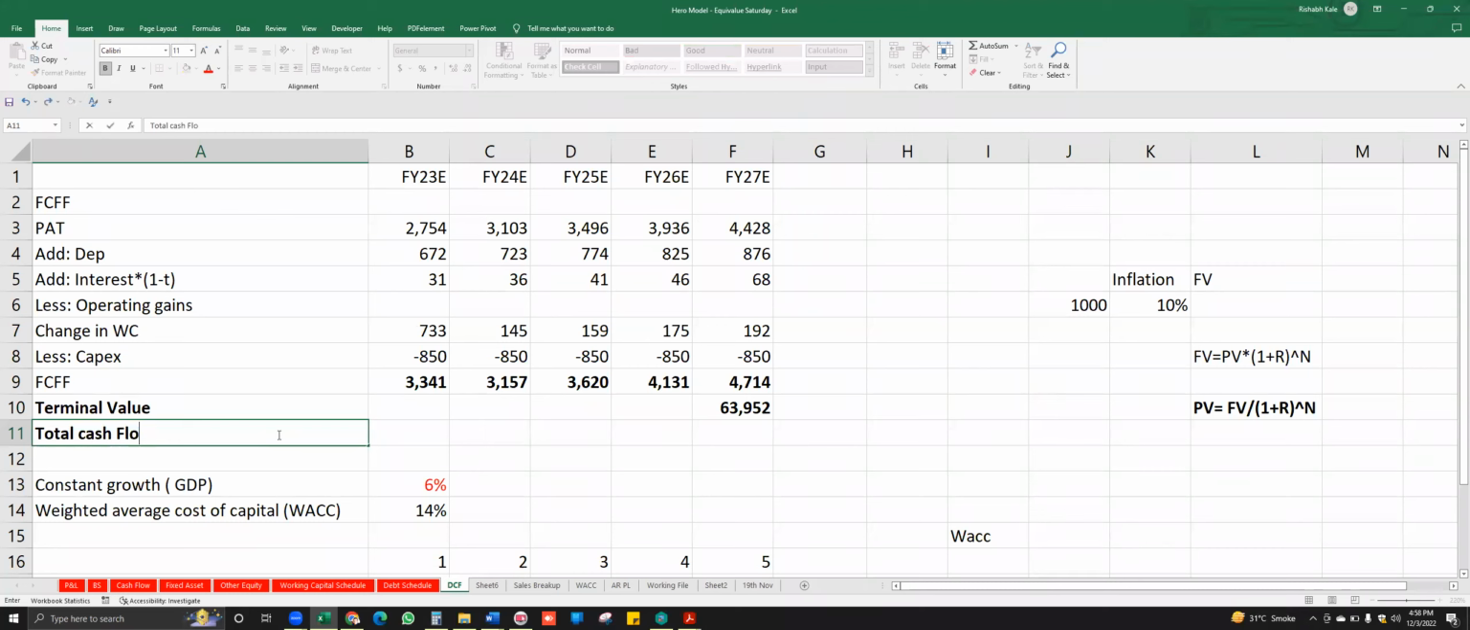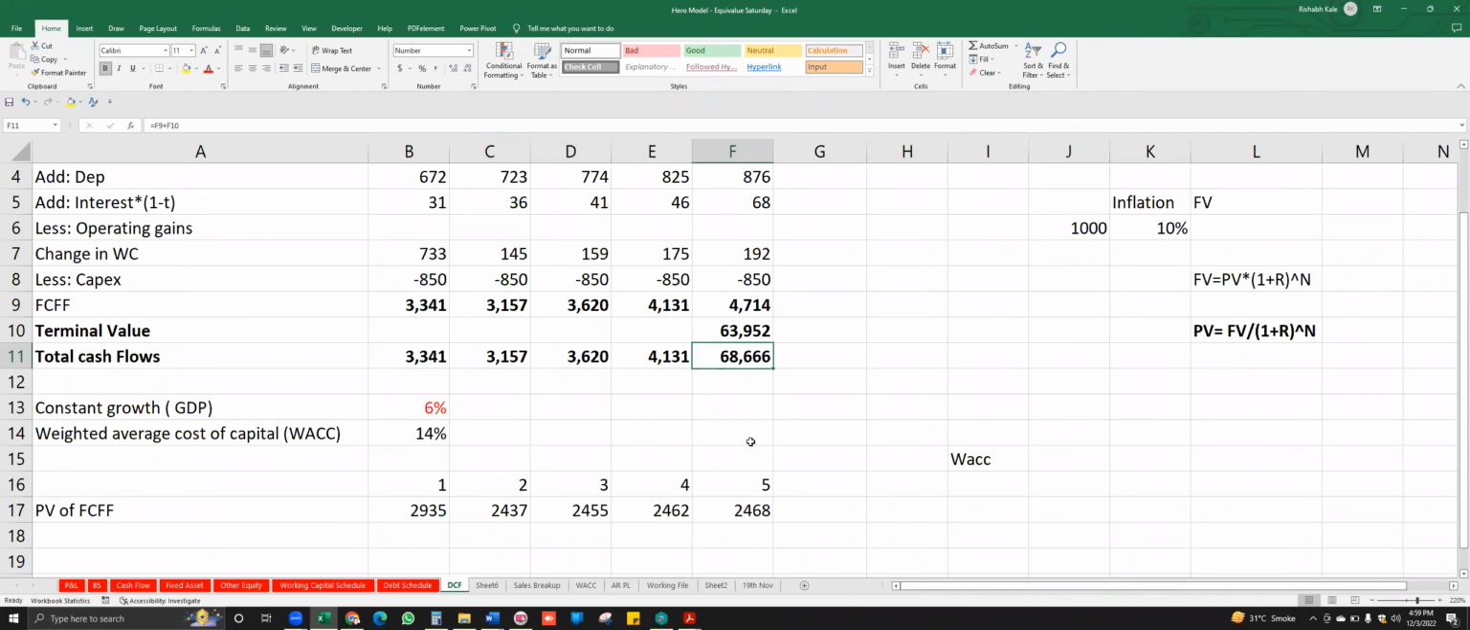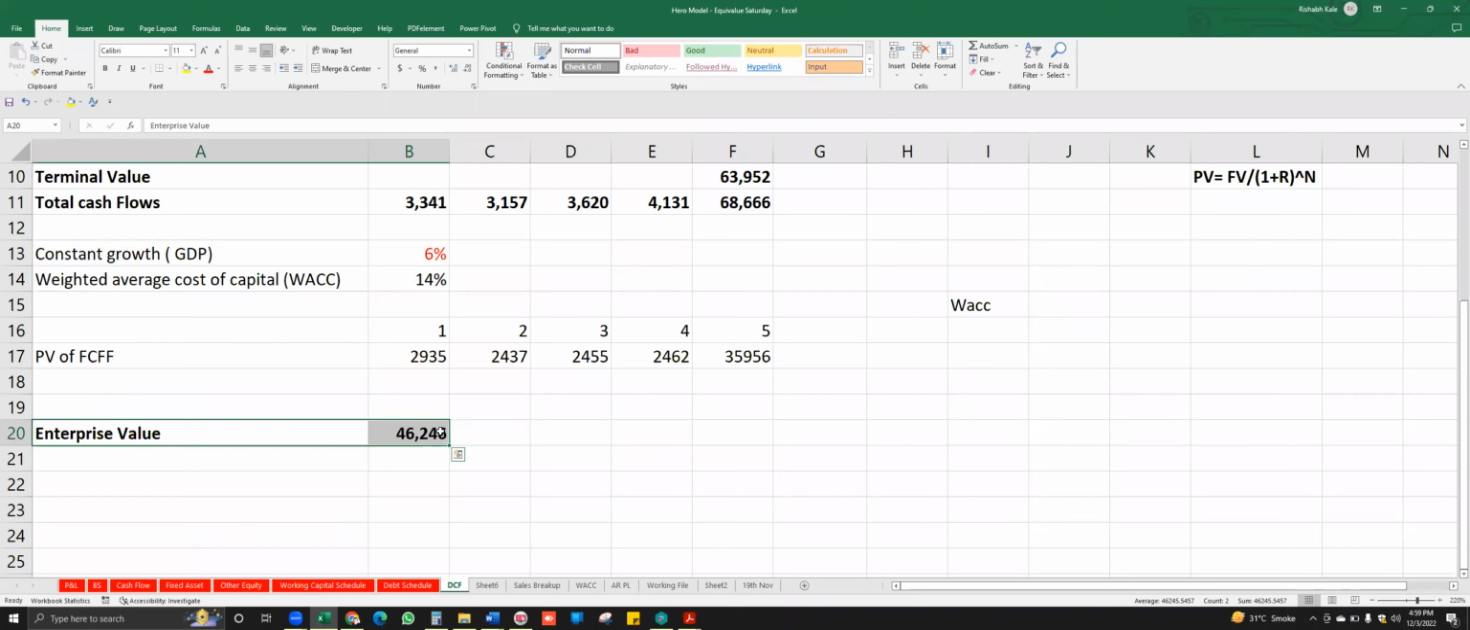Now, total cash flows. What is the total cash flows? It is this plus 0 over here. It is only in the last year that it increases. So this is your total cash flows. It is 34, and in the last year how much you will earn? 68.6666. So in this, you don't have to take this. You have to take this as the total present value of all the cash flows. You find the total value of all the cash flows, and then you get your enterprise value.